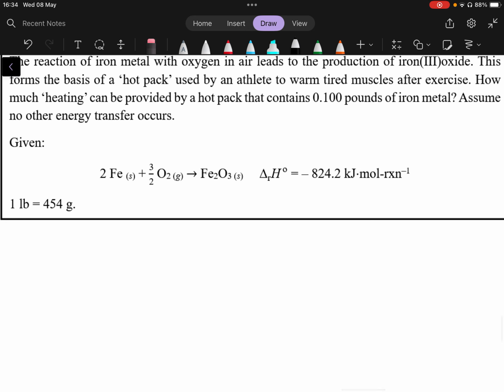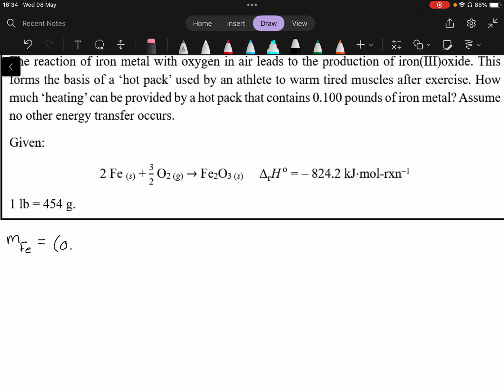So our first step is we're given the mass of iron. We can't really relate anything with the mass of iron. We need to relate that to number of moles. But we're also given it in pounds. So we first need to convert those pounds to grams. So let's start there. We want to calculate the mass of iron in grams.